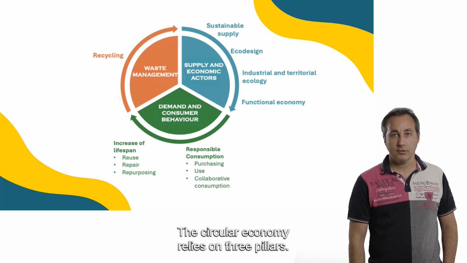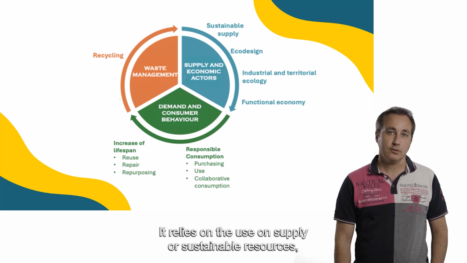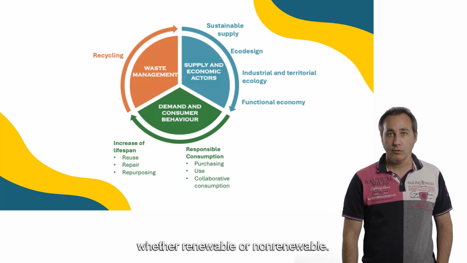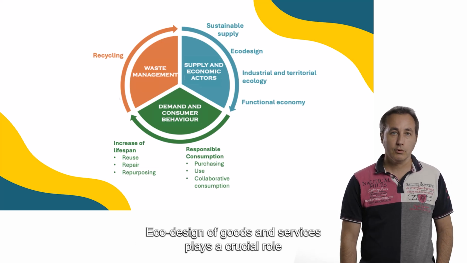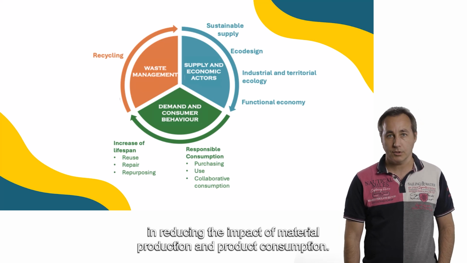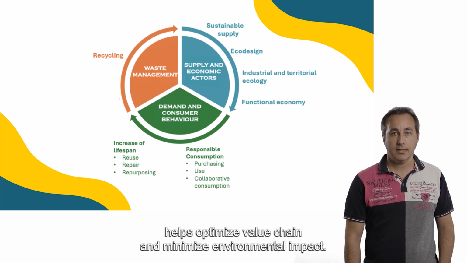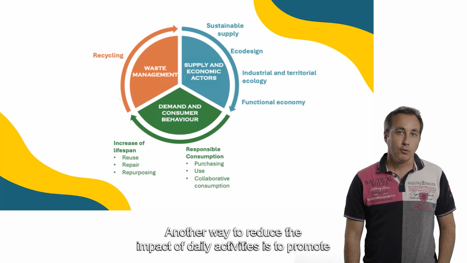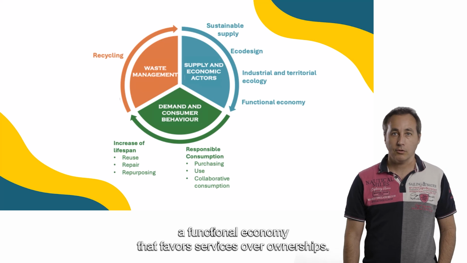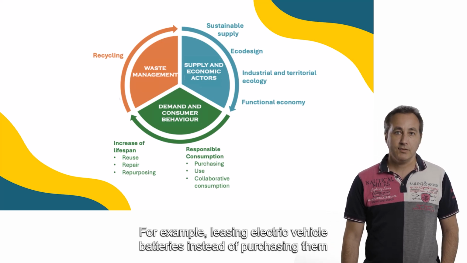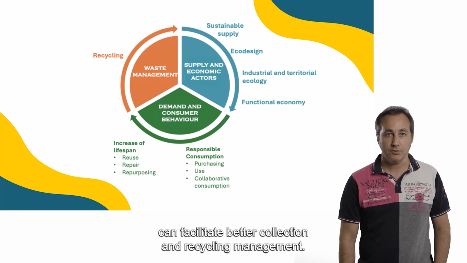The circular economy relies on three pillars. The first pillar is supply and economic actors. It relies on the supply of sustainable resources, whether renewable or non-renewable. Eco-design of goods and services plays a crucial role in reducing the impact of material production and product consumption. Additionally, organizing industries within a given territory helps optimize the value chain and minimize environmental impact. Another way to reduce the impact of daily activities is to promote the functional economy that favors services over ownership. For example, leasing electric vehicle batteries instead of purchasing them can facilitate better collection and recycling management.